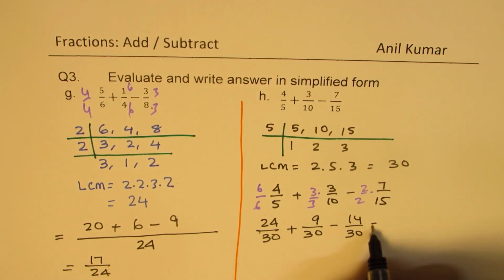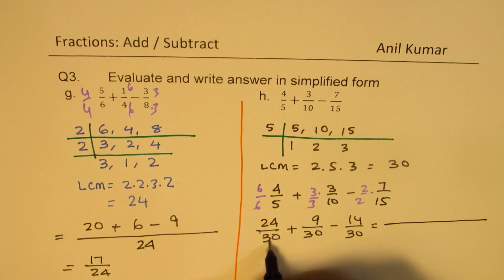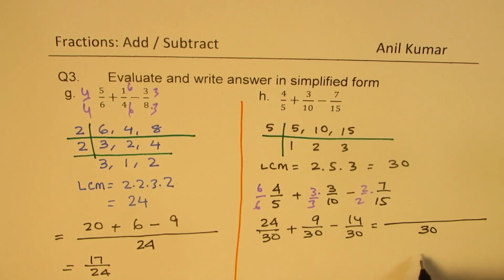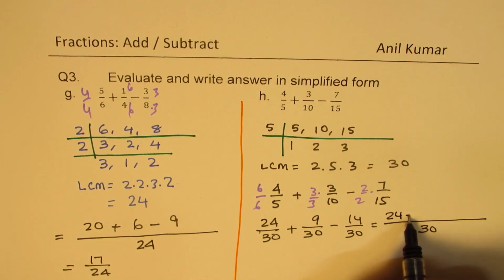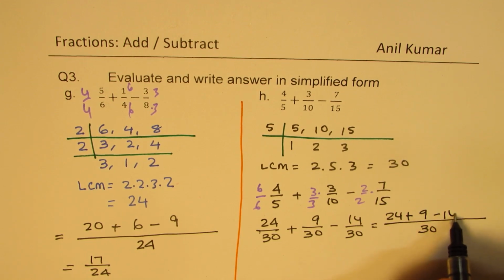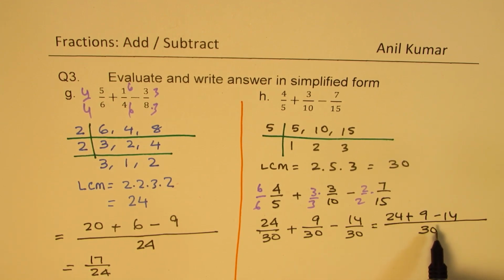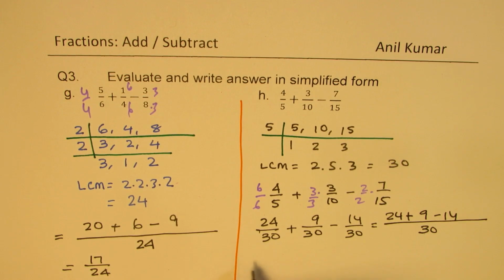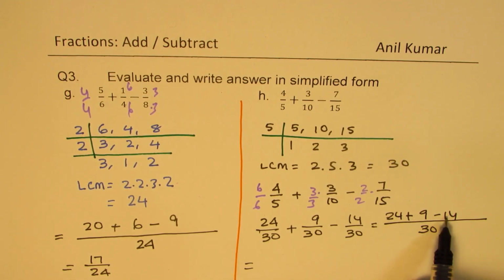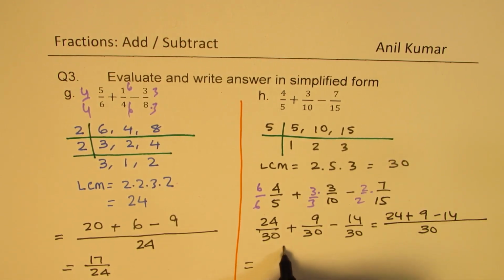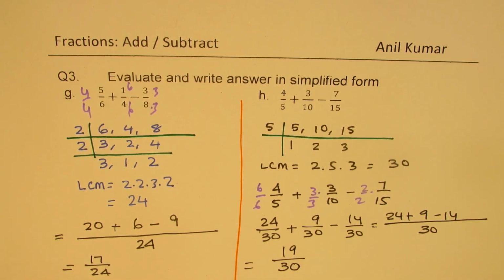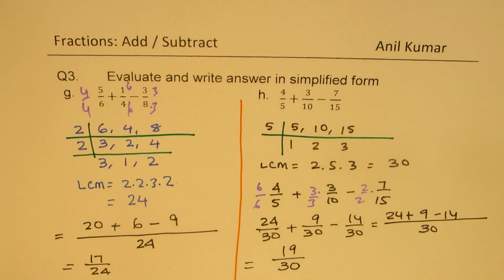Here in this case, what I did was, I straight away wrote a line and 30 alone as a common denominator, and the numerator is 24 plus 9 minus 14. So that is a simpler step. I hope you get it, right? Now, 24 minus 14 is 10. When you add 9, you get 19 over 30 as your answer. Perfect. So that is how you should be doing, right?